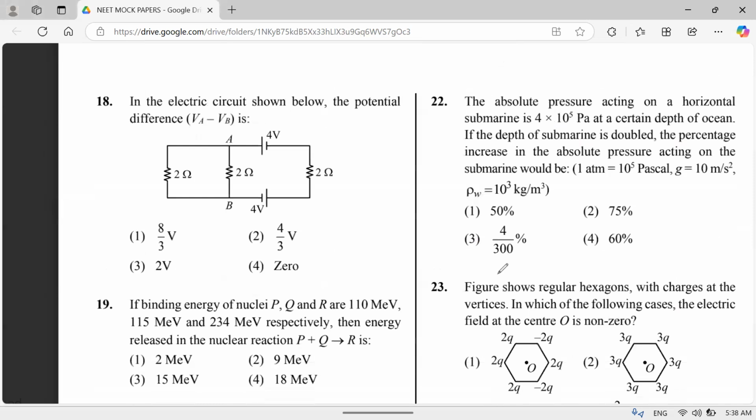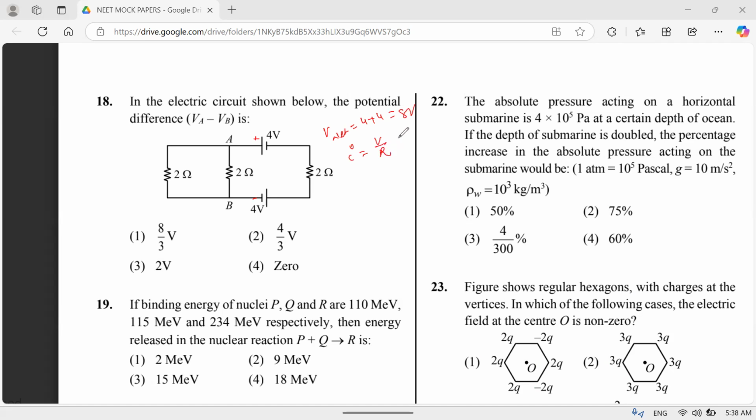Next one. In the electrical circuit shown below, the potential difference between VA and VB will be equal to how much? Positive is connected to negative, isn't it? So what will be the current flowing? When positive is connected to negative, V net will be the sum, 4 plus 4, which is equal to 8. So current will be I equals V divided by R.